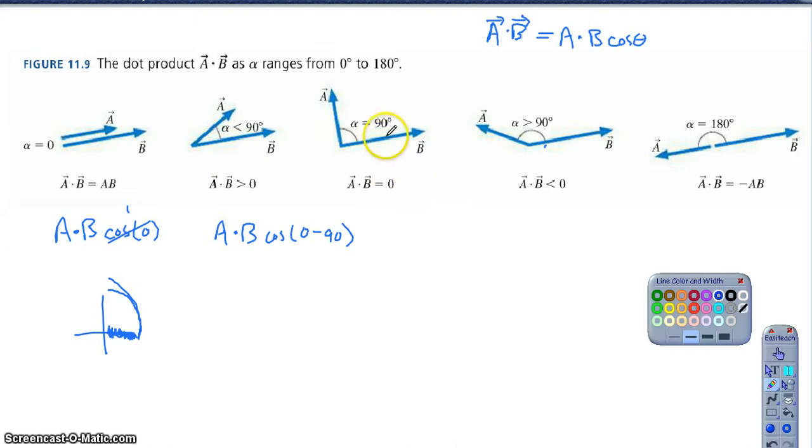That's just a general rule of thumb. What if it's exactly 90? Well, looking at this equation, it's the magnitude of A times magnitude of B times cosine of 90 degrees, but we know cosine of 90 degrees is 0, so then obviously the whole dot product would be 0.